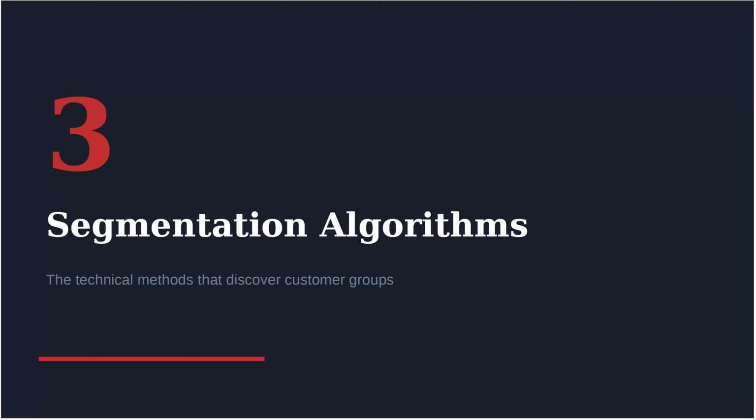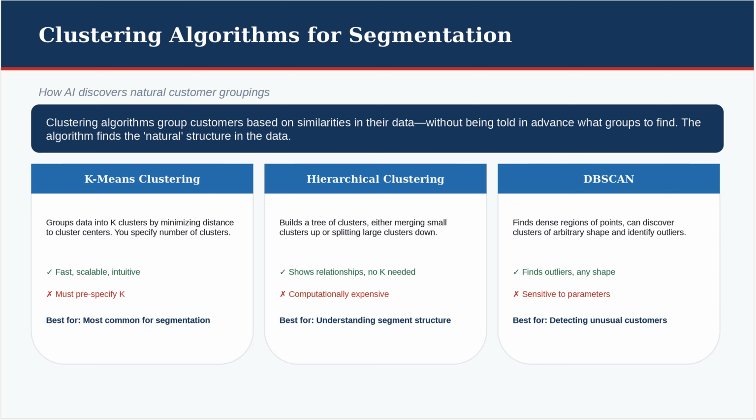Now the third segment is what are the segmentation algorithms? In this we will study some techniques which help us to cluster these things. There are three major algorithms that we will discuss. We'll see how they work. Clustering is unsupervised learning. There is no right answer we're training towards. The algorithm finds the structure that exists in the data. So we don't tell it anything.